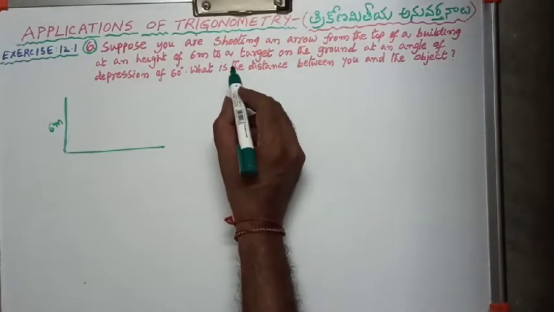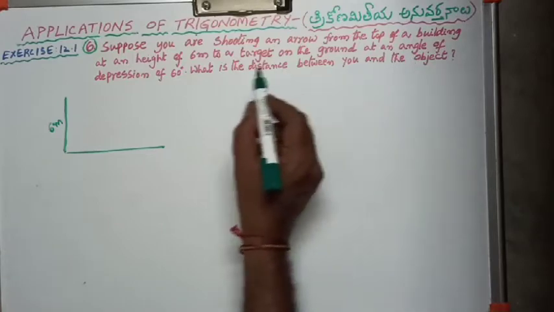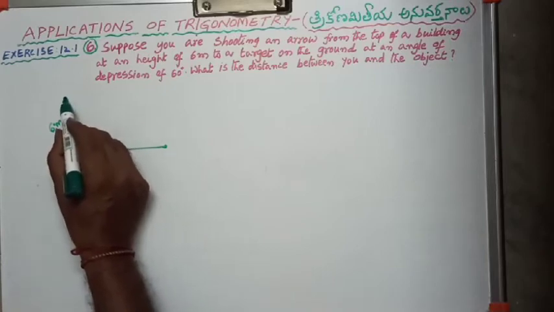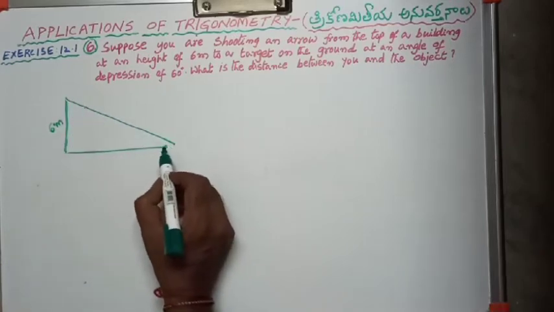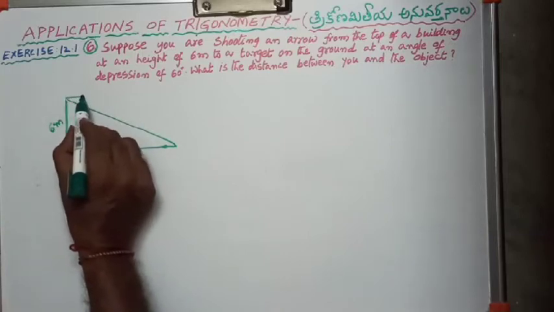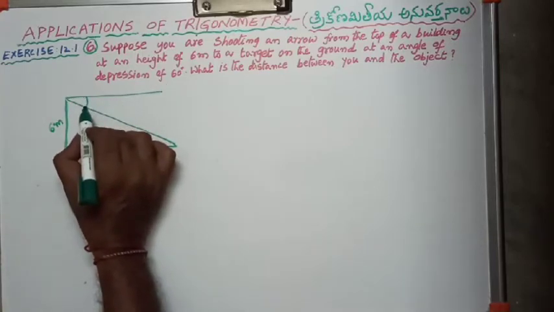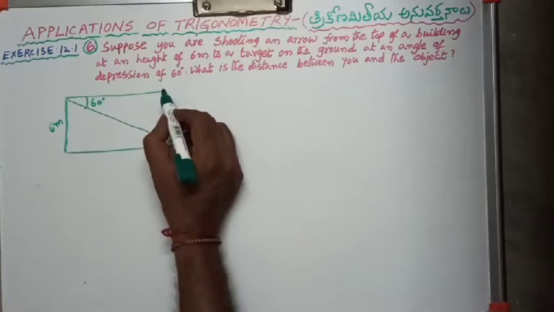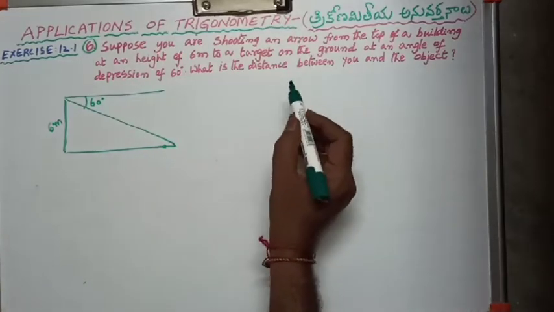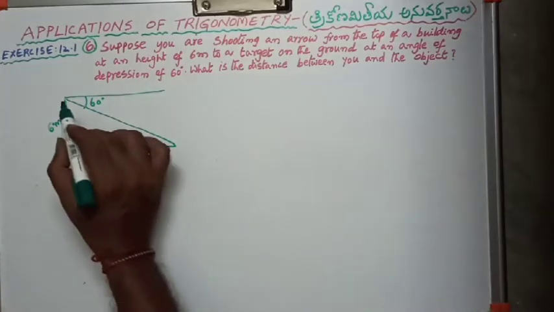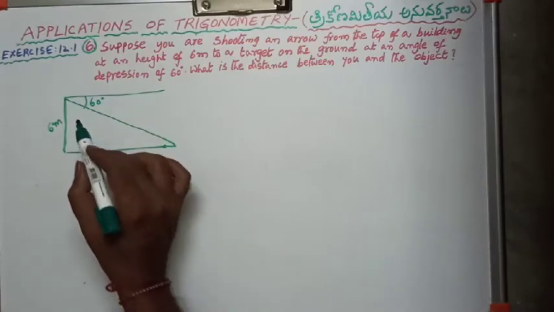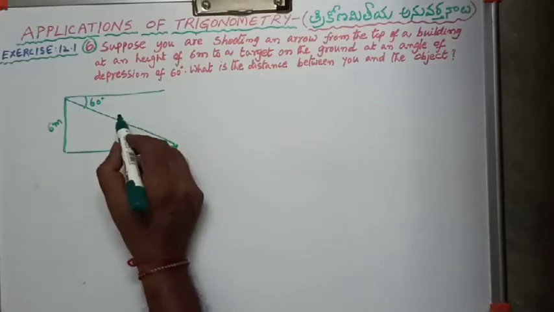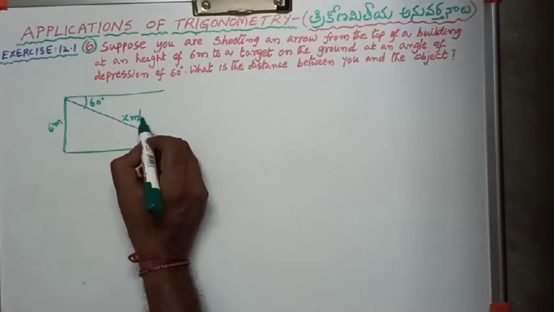Six meters to a target on the ground at an angle of depression of 60 degrees. So suppose this is the target, and the angle of depression is drawn like this. The angle of depression is 60 degrees. You have to draw like this. What is the distance between you and the object? Suppose you are here, so we have to find the distance between you and the object. This is the object, and this one is x meters, say.